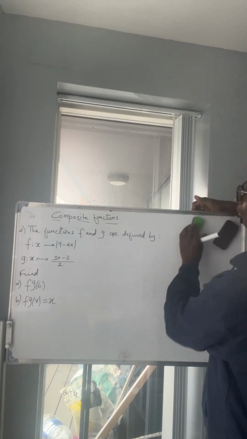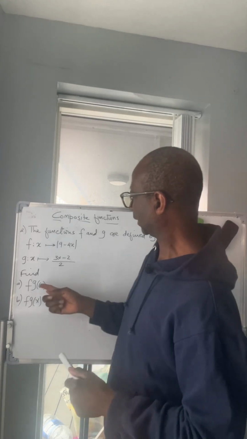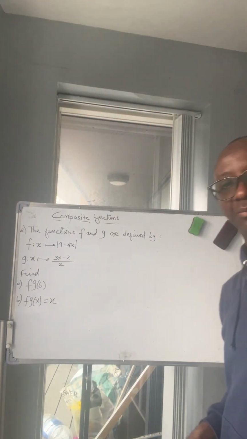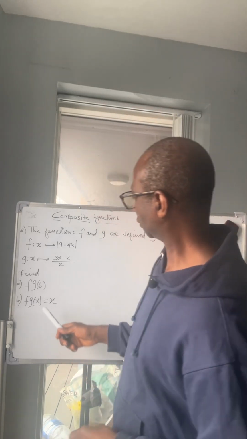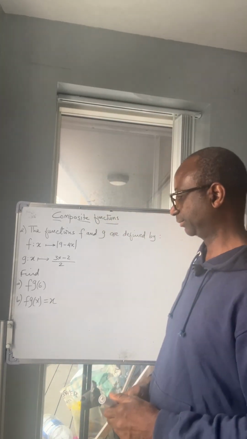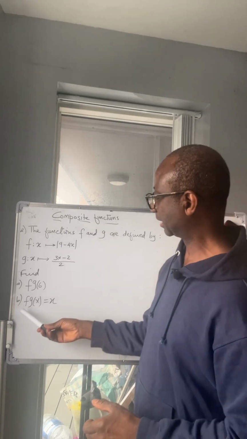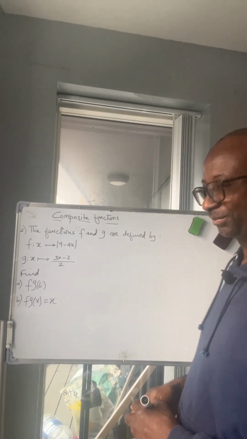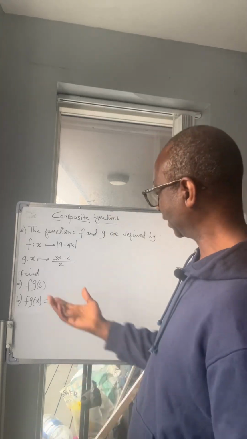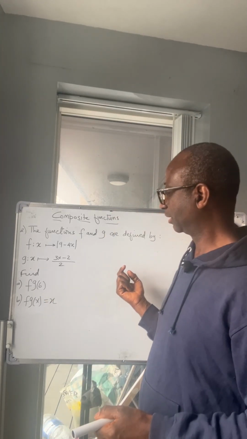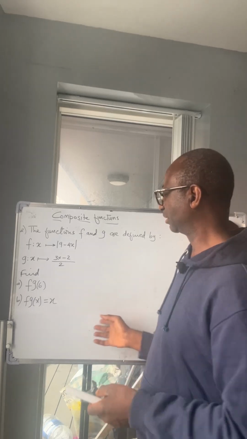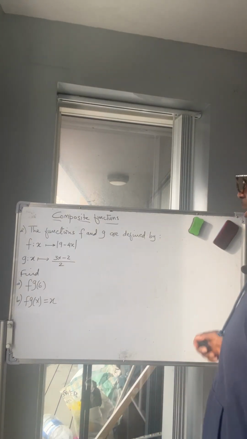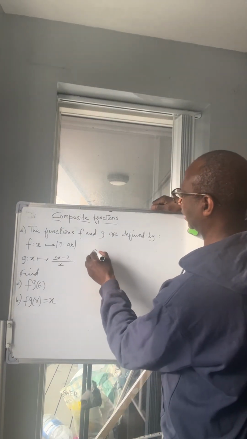Now the first part of the question asks us to find f of g of 6, and then the B part says find f of g of x equals 16. This time, f of g of x equals another variable instead of a constant. So let's start with the first part, A part.